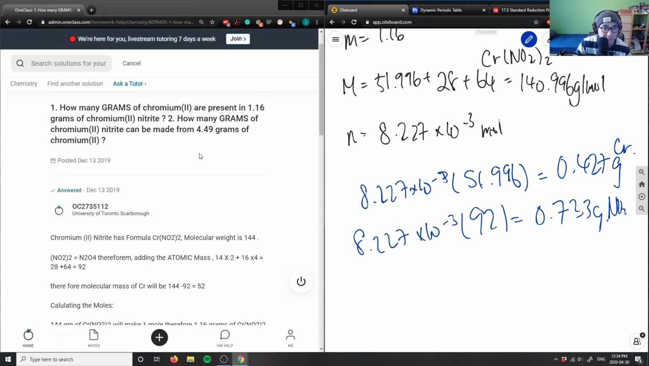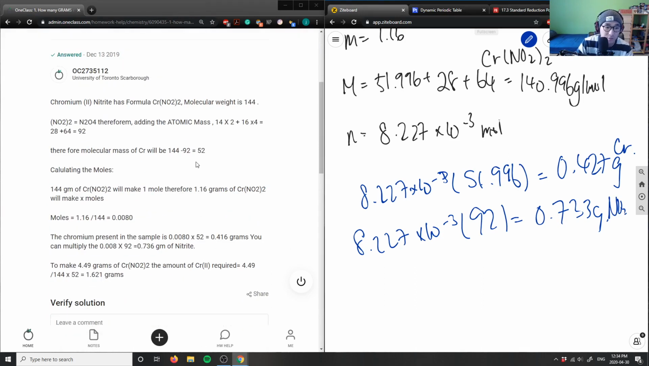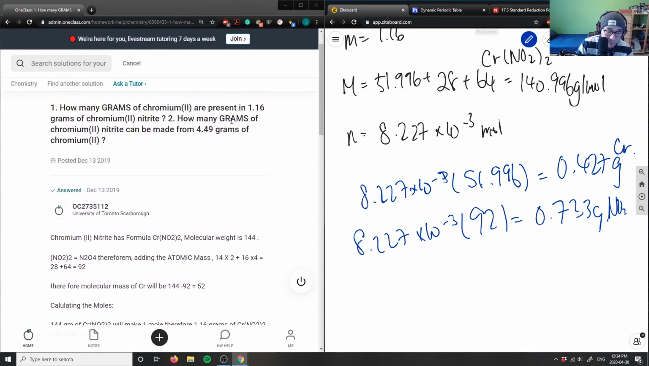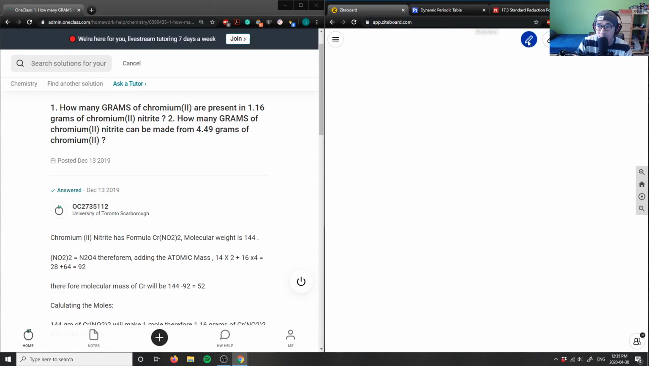This is Cr here. So this would be the mass composition of chromium nitrate. And then finally, B is asking how many grams of chromium nitrate can be made from 4.49 grams of chromium. What you could do with this one is either take a percentage to figure out this problem, or you could just use, again, mass to moles, right? So for B, it says how many grams of chromium nitrate can be made from chromium. So I have 4.49 grams of Cr here.